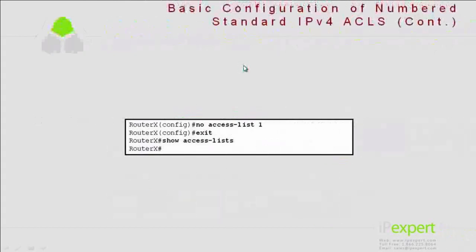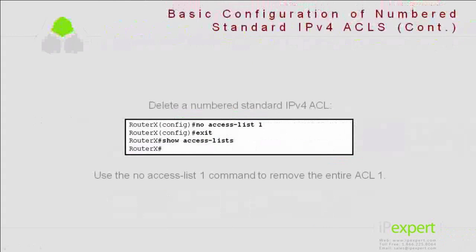Now the other part of this is if I want to get rid of this access list. To delete it, I just use the no version of the command. So no access-list, that's going to get it out of my way. If I type a show access-list, it's not going to show me any type of information. So using no access-list and the number is going to remove the entire ACL from my system.